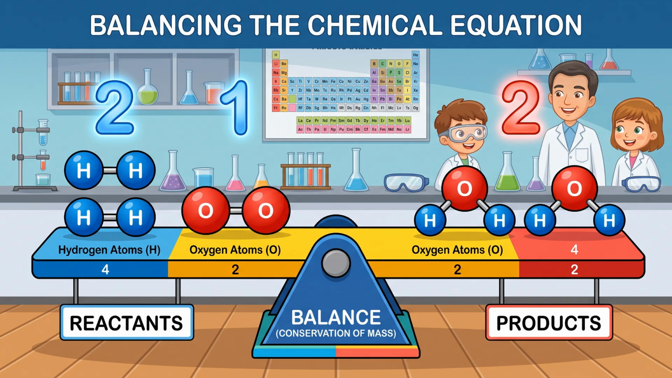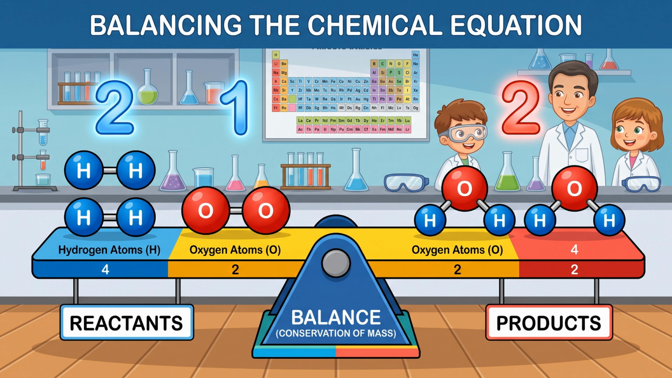The left side, the reactants. The left side of our seesaw holds the reactants. Think of these as the raw ingredients you are putting into a recipe. Hydrogen. Notice the large glowing blue number 2. This is called a coefficient. It tells us we have two separate molecules of hydrogen gas, H2. Because each individual molecule is made of a pair of atoms, the two connected blue spheres, simple math tells us that 2 times 2 gives us a total of 4 hydrogen atoms.